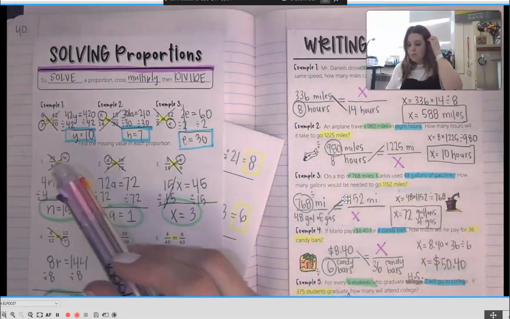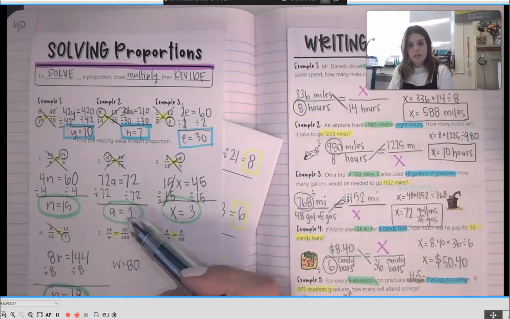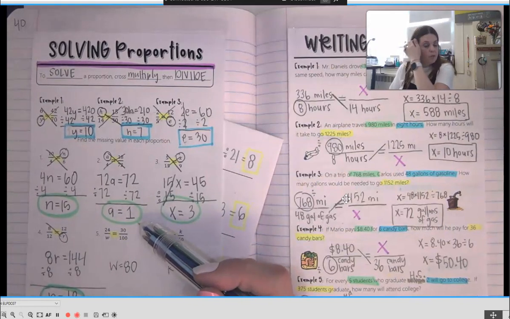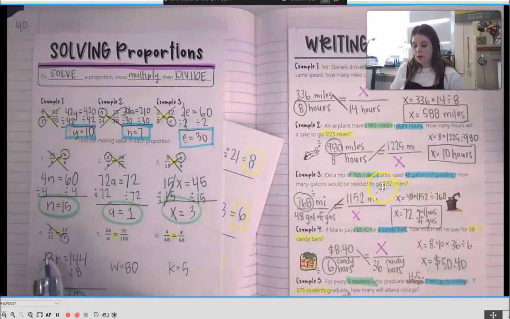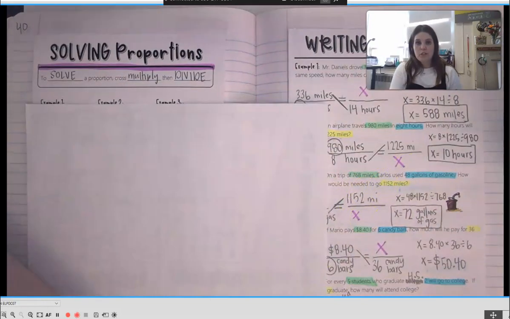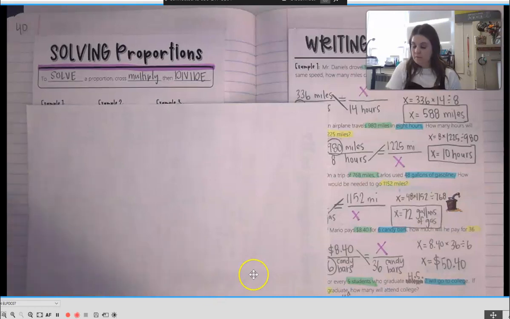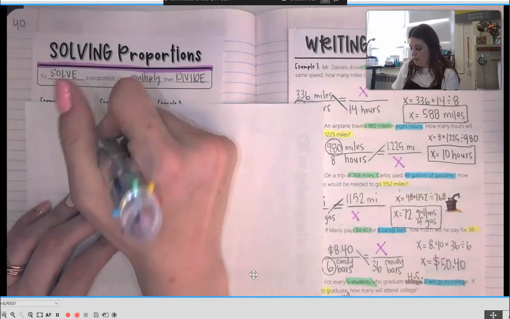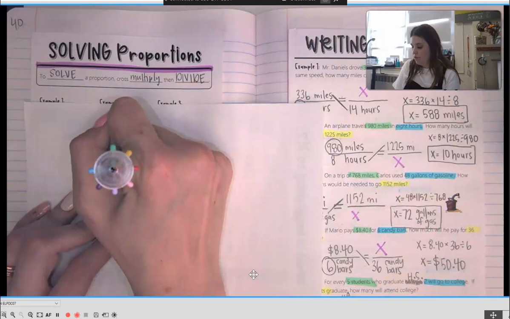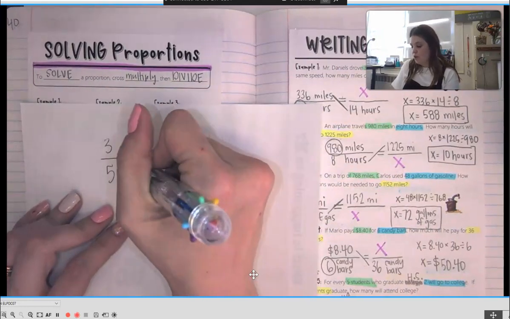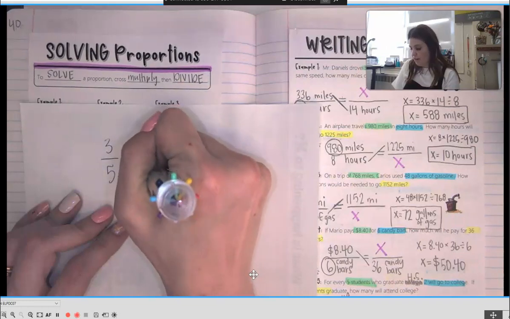Okay, so when we have a proportion like this, the key here is we are going to cross multiply the numbers that are diagonal, and we are going to divide by the leftover number. So your first proportion, let me just verify where the variable is. It is in the top right. So I'm just going to make one up for us to practice. We can say something like 3 over 5 equals x over, let's go, 45.